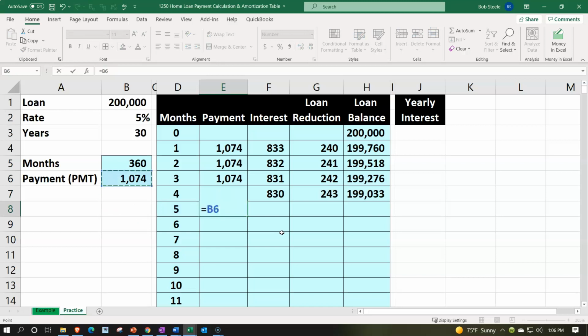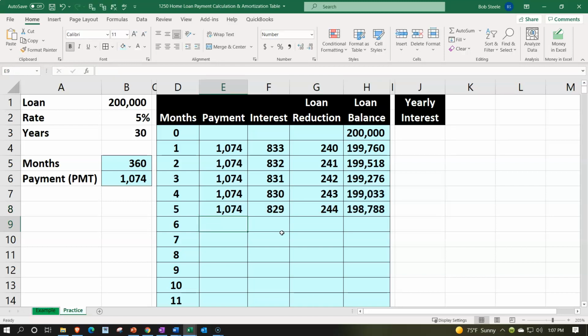This equals the 1,074. This is the new balance, the 199,033 times the 5%, and then take that divided by 12, tab. The reduction in the loan balance is the payment minus the amount that's going to interest, tab. And then our new balance is the 199,033 minus the 244 and enter, giving us the 198,788.